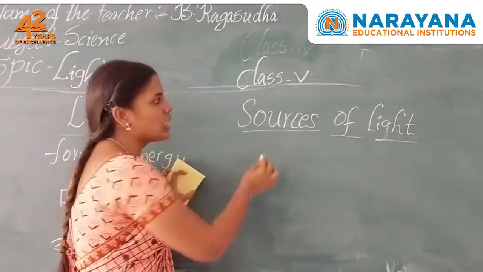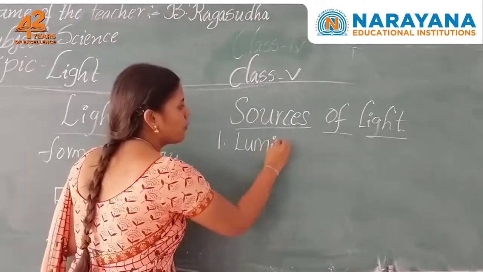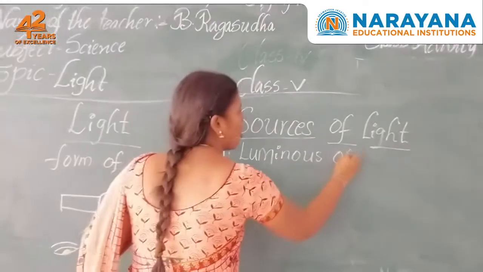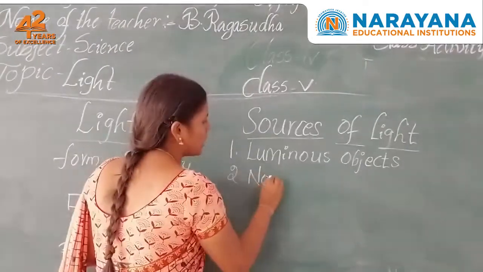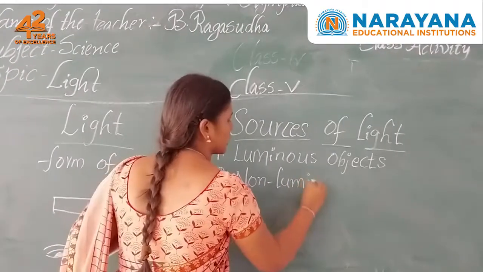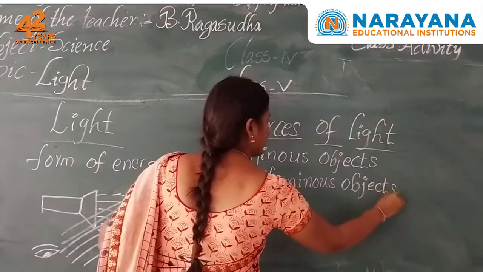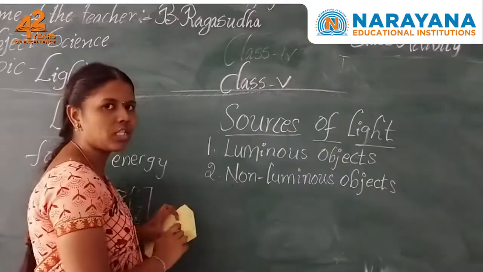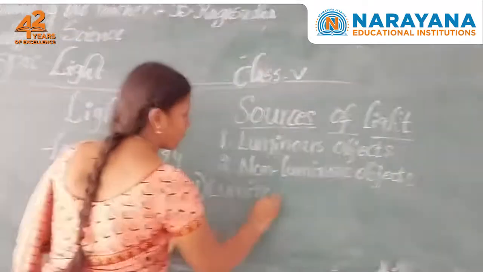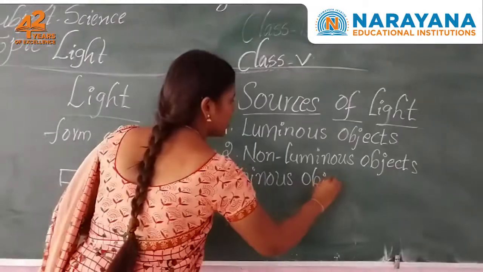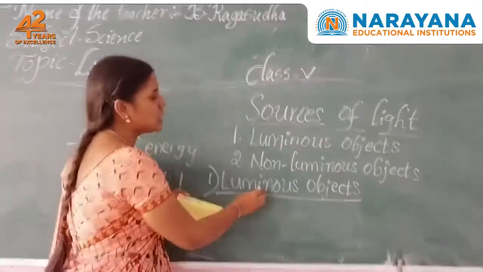Among the sources of light there are two types. The first one is luminous objects and the second one is non-luminous objects. First we see what luminous objects are.